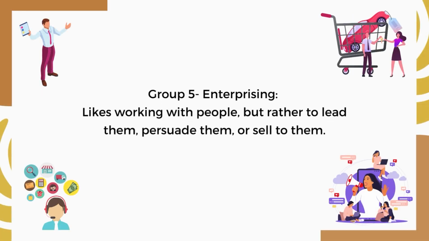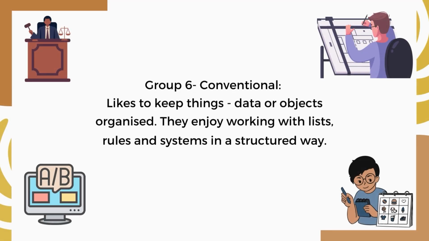Group 5, enterprising. This means one likes working with people but rather to lead them, persuade them, or sell to them. Group 6, conventional. Lastly, a person in this group likes to keep things, data, or objects organized. They enjoy working with lists, rules, and systems in a structured way.